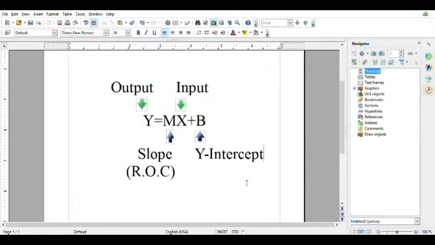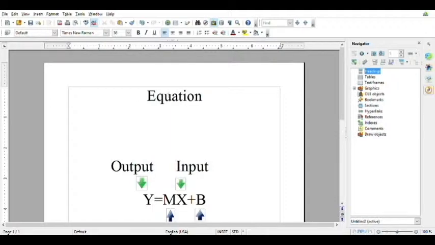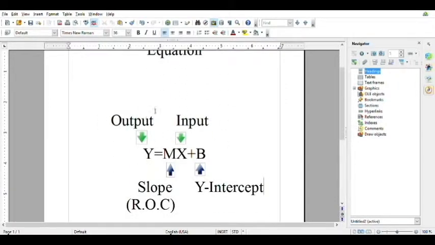Okay, I'm back at the second part of this presentation. This is the equation slide. And so basically what I'm doing in this slide is showing you what each of these letters in this equation represent. Because this is basically how you find out a graph, and how you find the y from the input, which is the x.